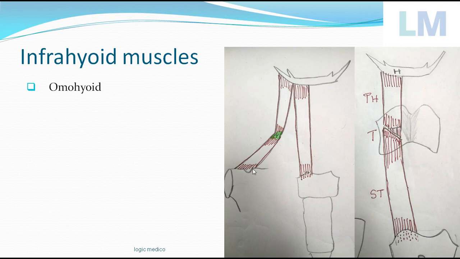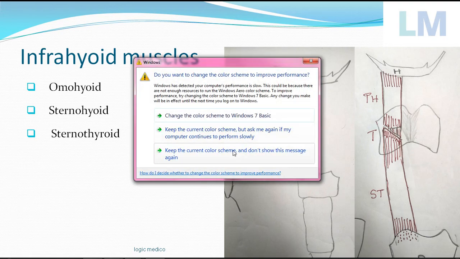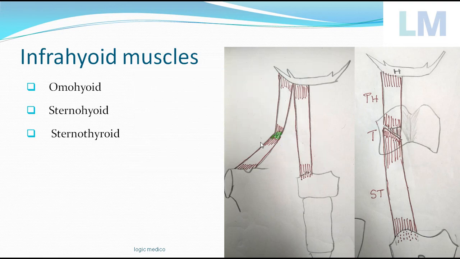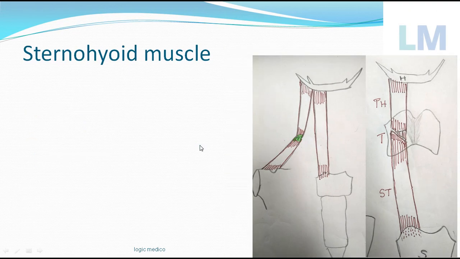Omohyoid, from the scapula to the hyoid. Sternohyoid, today's topic, sternum to hyoid. Sternothyroid, from the sternum to the thyroid. Thyrohyoid, from the thyroid to the hyoid bone. So these 4 muscles are called infrahyoid muscles. So, coming to the sternohyoid muscle.